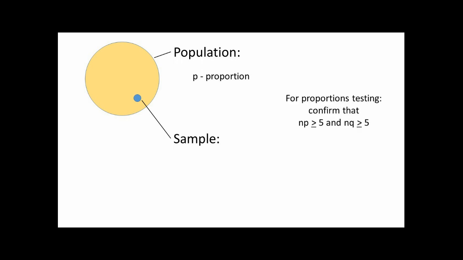Like in previous examples of hypothesis testing, we need to make sure our distribution can be approximated by a normal distribution. For proportions testing, we do this by first verifying that n times p and n times q are both at least 5. Remember, n is your sample size, and if P is the proportion or probability of a yes or a success, then Q is the proportion or probability of a no or a miss, and Q equals 1 minus P.